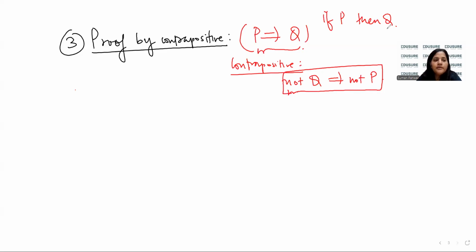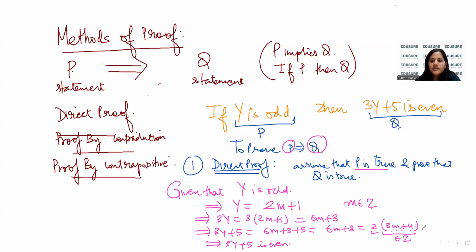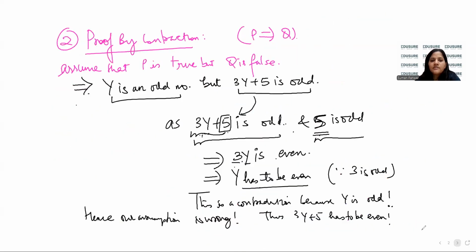Now what was P? P was y is odd. And what is Q? 3y plus 5 is even. So let's again check this. Yes. So what will be not P?